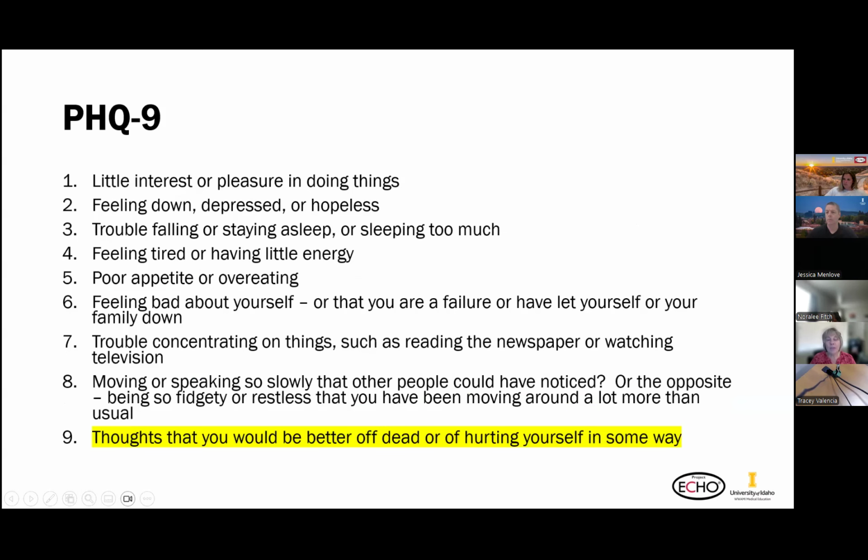So if you're not familiar with the PHQ-9, it asks things like, have you had limited interest or pleasure in doing things? Do you feel down, depressed, or hopeless? Are you having trouble falling or staying asleep or sleeping too much? Are you feeling tired or having little energy, poor appetite, or overeating, feeling bad about yourself, trouble concentrating, moving or speaking so slowly other people could have noticed, or the opposite, being so fidgety and restless that you're moving around a lot more than usual.